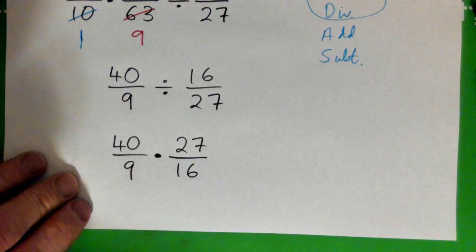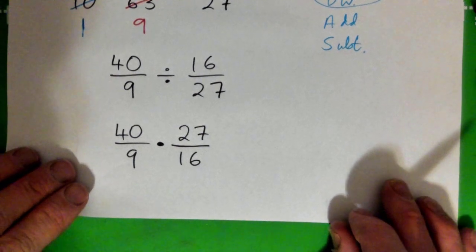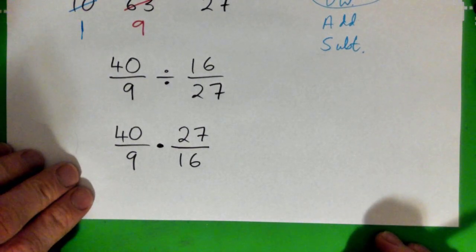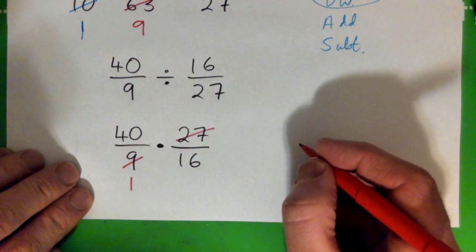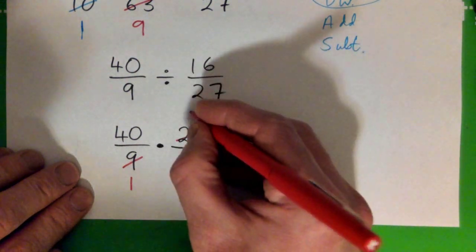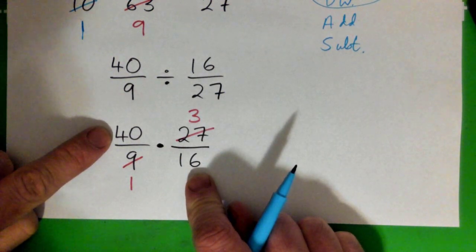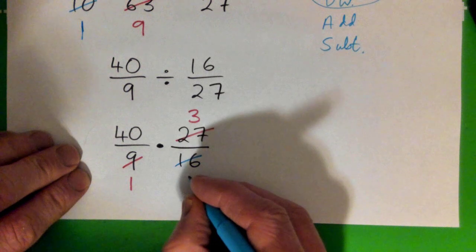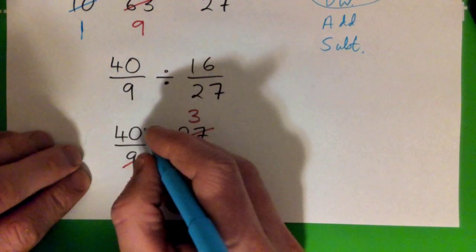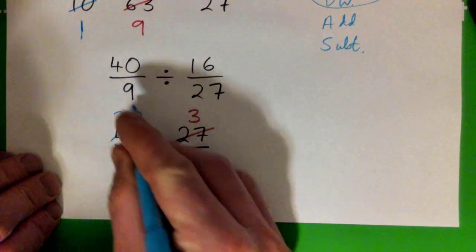And now, can anything cross-cancel before we multiply? Yep, 9 into 9 goes once, 9 into 27. Yep, good. 40 and 16. Yep, 2 into 16 goes 8 times. Now, 2 into 40 goes 20 times, right?